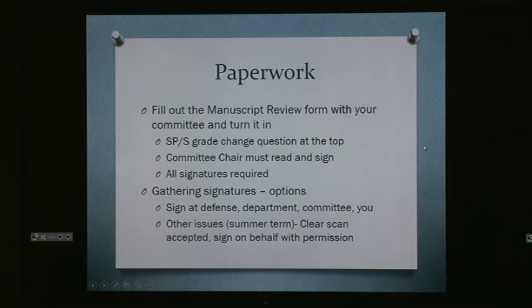See if that is possible. If not, some departments will route the form for you. I know the Ed Leadership Department will route the form around for you. Your committee members, sometimes I've seen the committee chair will route the form around and help you out. Otherwise, it's up to you to get all the signatures on that form.